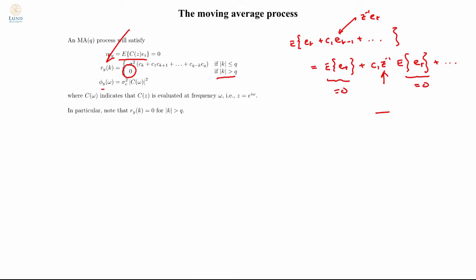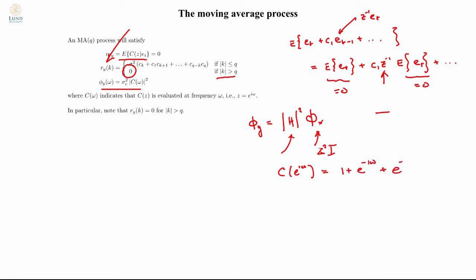I can compute the spectrum using the filtering result we had from the filtering lecture, which, if you remember, was the modulus square of the filter times the input spectrum. The input spectrum here is white noise, so this is just going to be sigma squared. The filter gain is given by the characteristic polynomial evaluated over the unit circle, so C(e^{i omega}), which is the same thing as saying 1 plus c1 e^{-i omega} plus c2 e^{-2i omega} and so forth.